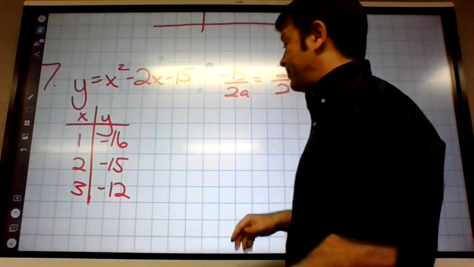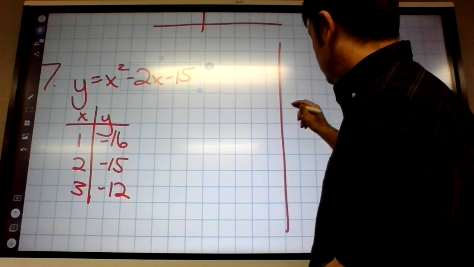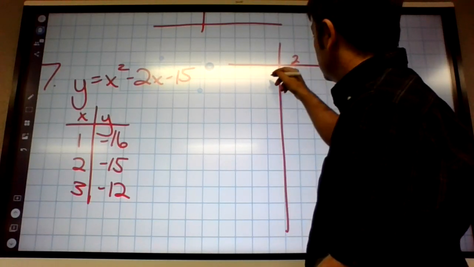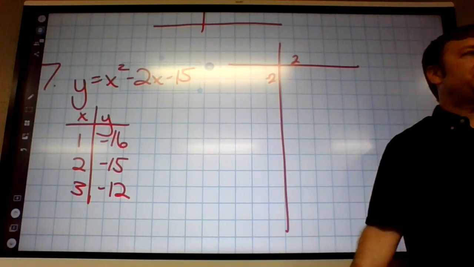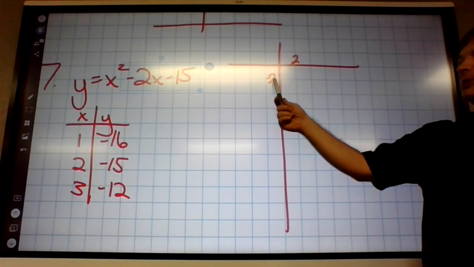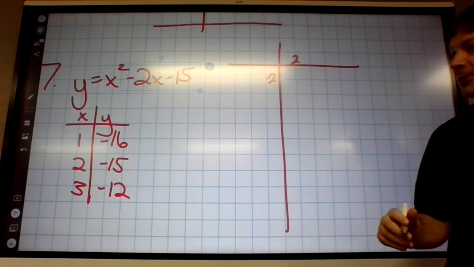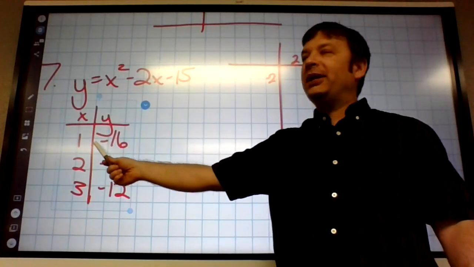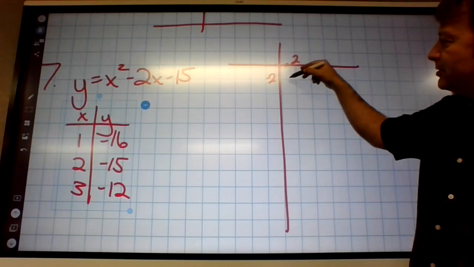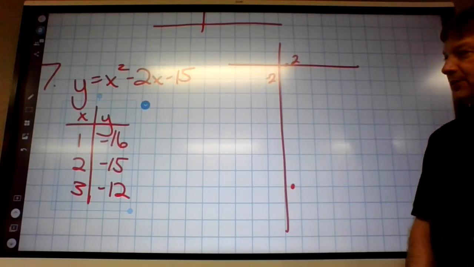And I'm out of room on my graph paper, so I'm definitely going to count by 2's. Since I'm counting by 2's, I'm labeling my graph. I'm not just putting it down and expecting everybody to know what I'm doing. So when I go 1, negative 16, 1 is actually right here. So 2, 4, 6, 8, 16. There's 1, negative 16.